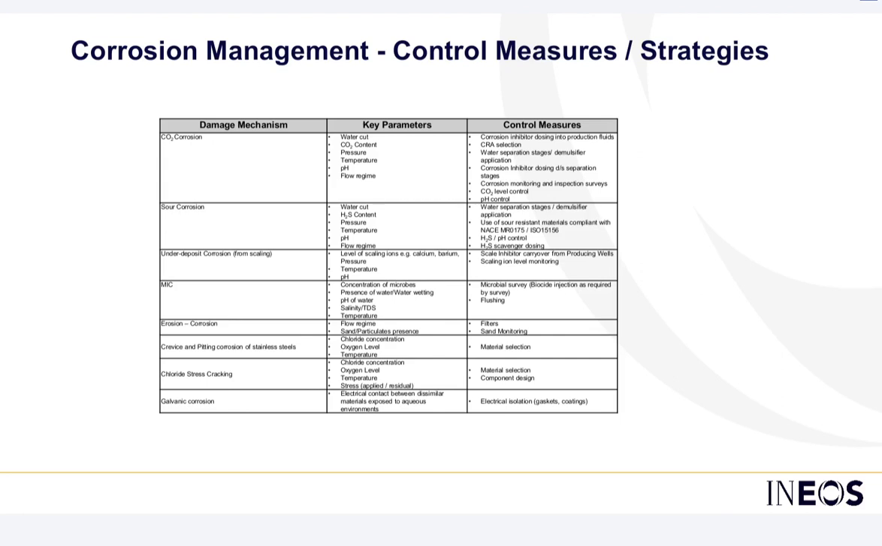So talking about corrosion control and management, how can this be done? As I've said, having identified what can happen from the get-go, you then start to look at what those damage mechanisms are, the key parameters driving them, and how you can stop some of these parameters from progressive corrosion. So here you can see that for sweet corrosion, for example, you have to control CO2 content, you have to control pH, you have to control temperature and flow regime.